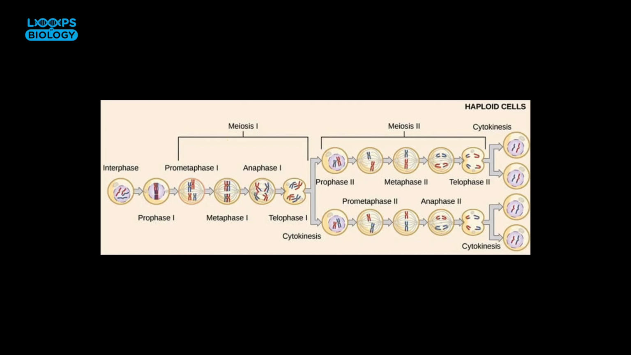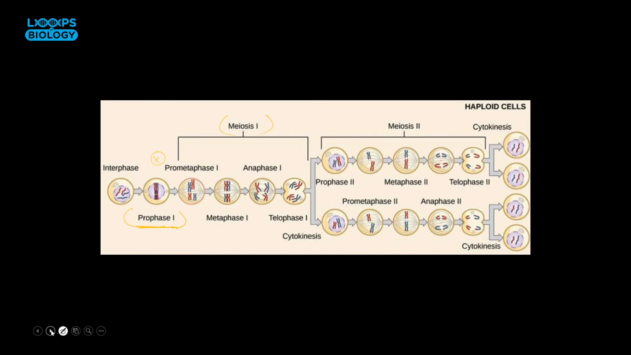Now meiosis 1 basically comprises interphase, prophase 1, pro-metaphase, that is just before metaphase, then metaphase 1, anaphase 1, and telophase 1. Then cytokinesis takes place, and finally prophase 2, metaphase 2, anaphase 2, and telophase 2 occur. Now the interesting part in meiosis is prophase 1, from which your questions are built in NEET.